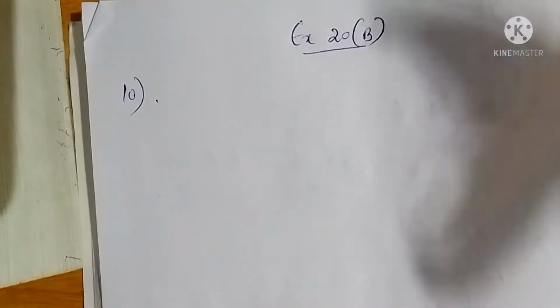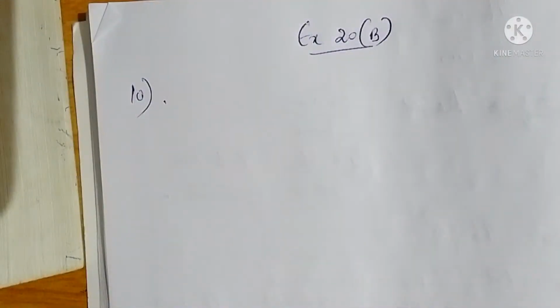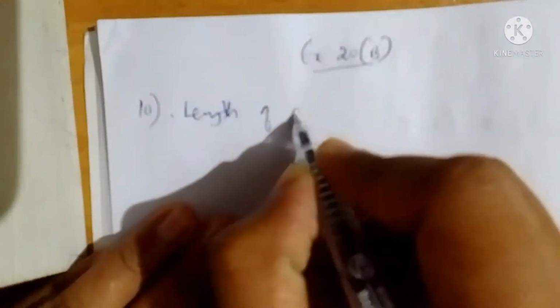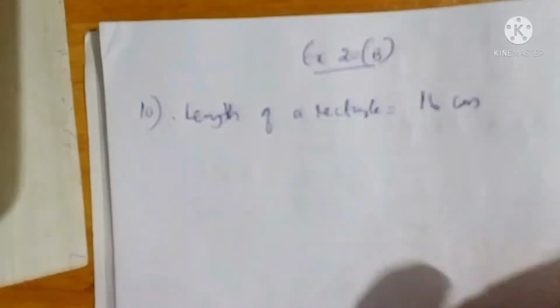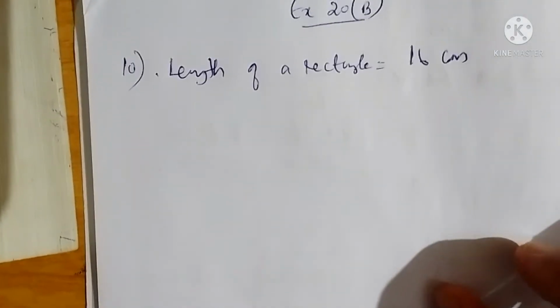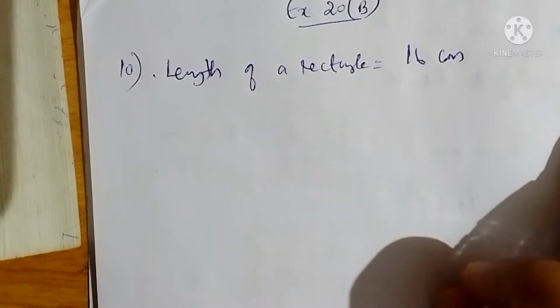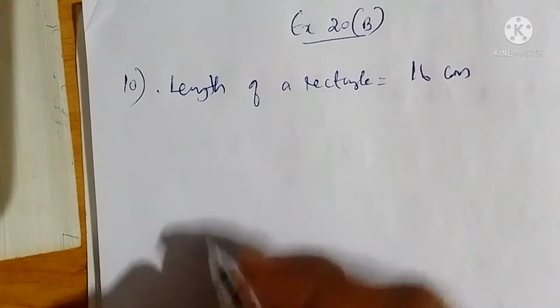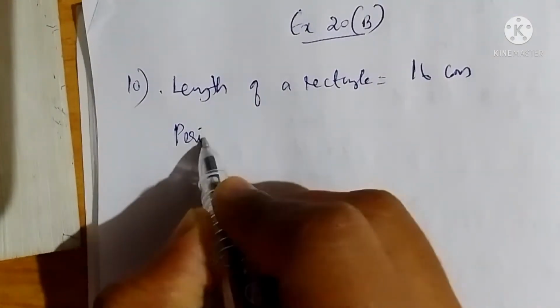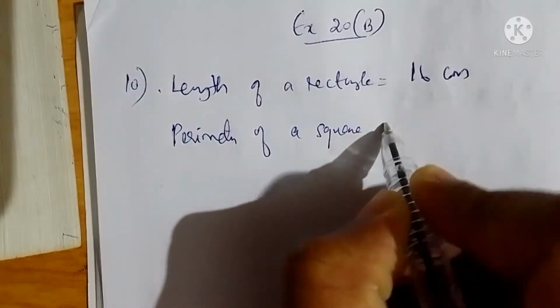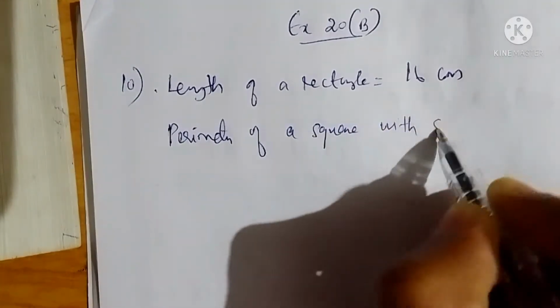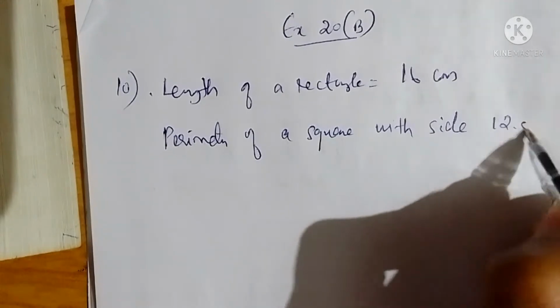So here in the question, it is given the length of a rectangle is 16 centimeter. Then its perimeter is equal to the perimeter of a square with side 12.5 centimeter. So first we need to find the perimeter of a square with the side of 12.5 centimeter.